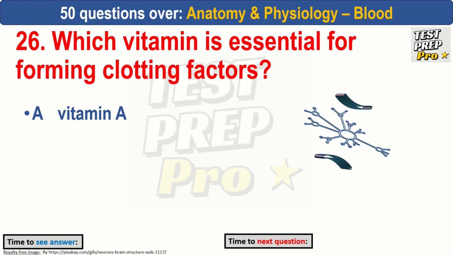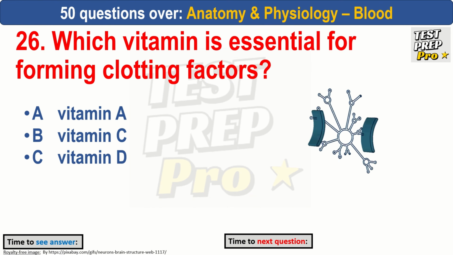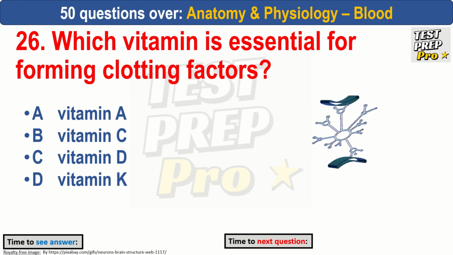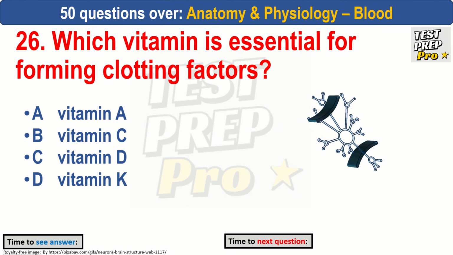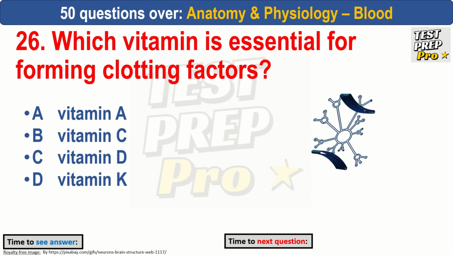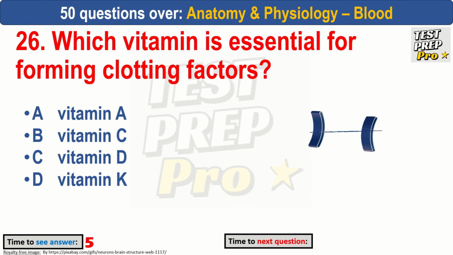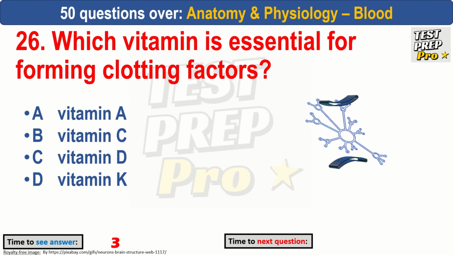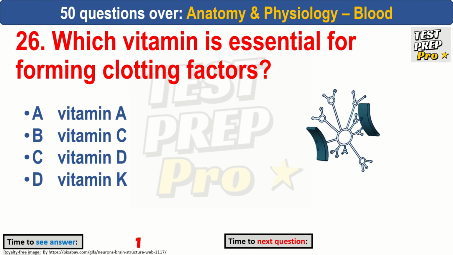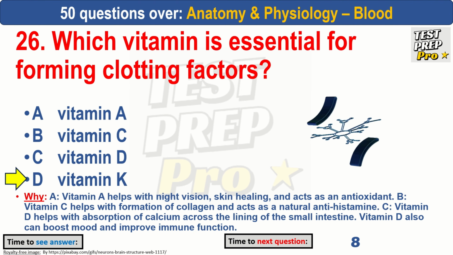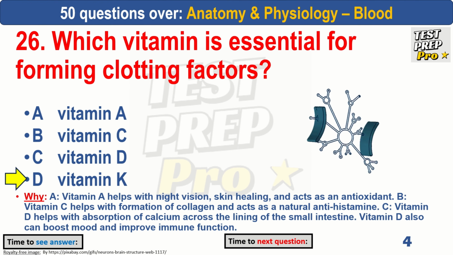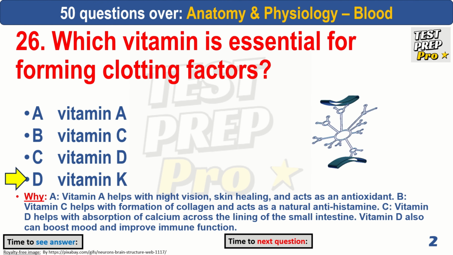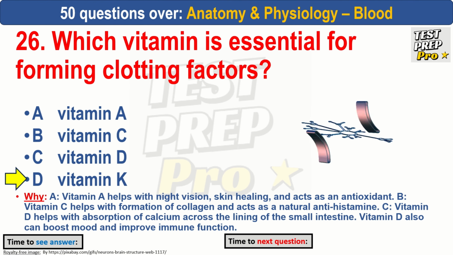All right, which vitamin is essential for forming clotting factors? Is it vitamin A? Is it vitamin C? Is it vitamin D? Or is it vitamin K? So which one will help you form a lot of clotting factors at your liver? It's vitamin K. And there's several. There's whole tables of this stuff. Vitamin K can contribute as well to helping you form things like prothrombin, fibrinogen, a lot of clotting factors.